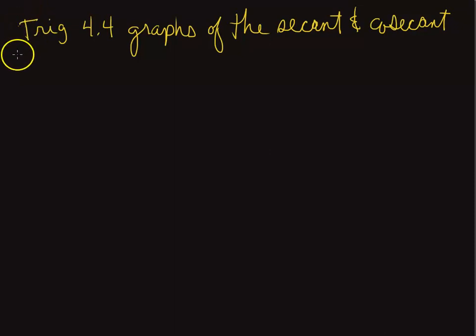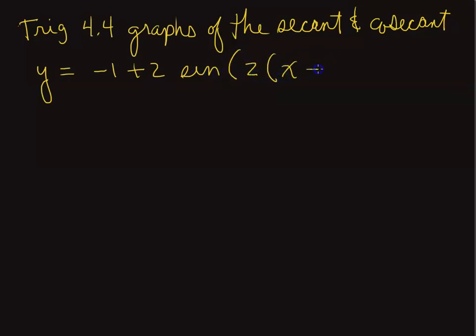Trig 4.4: Graphs of the secant and cosecant functions. These are going to be easy if you've gotten used to the sine. Remember how to graph the sine? Let's do one just to make sure. Y equals -1 plus 2 sine, and then we'll do another 2 here, (x plus pi).